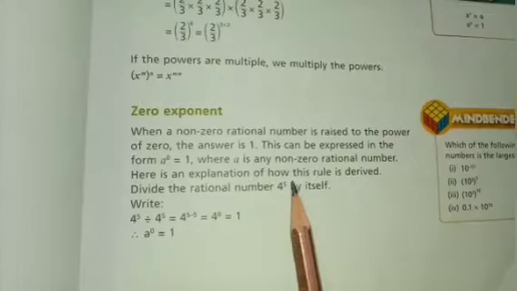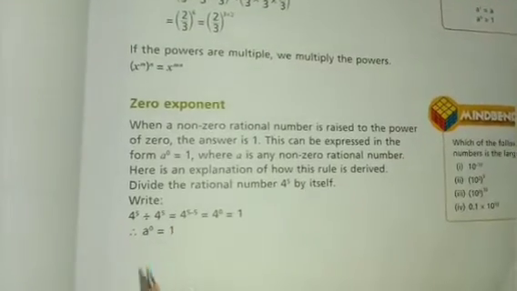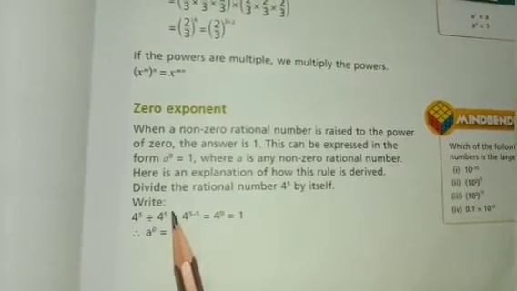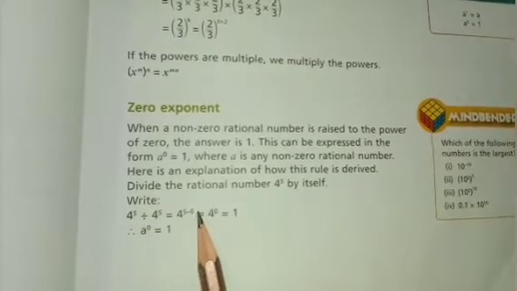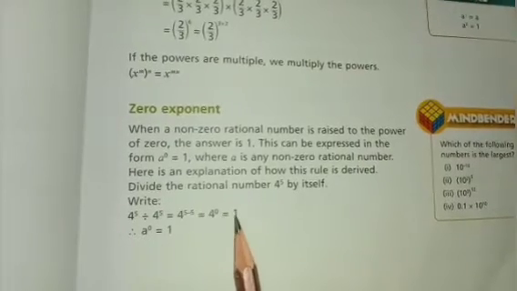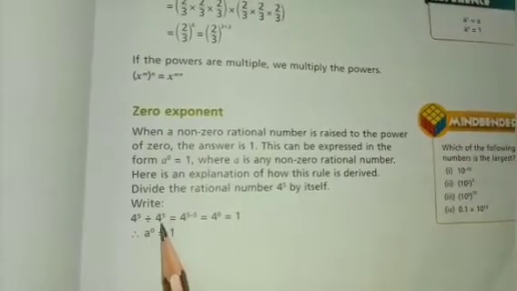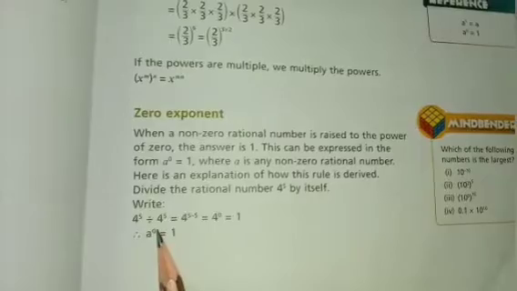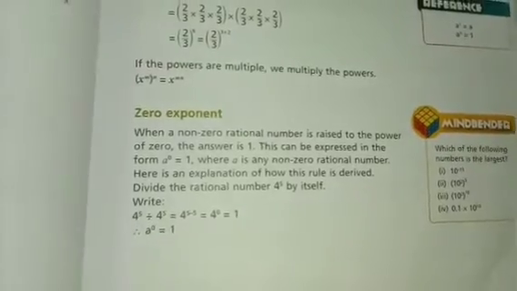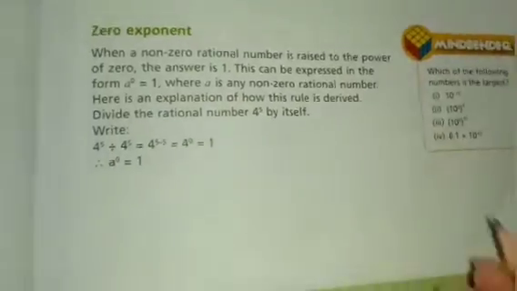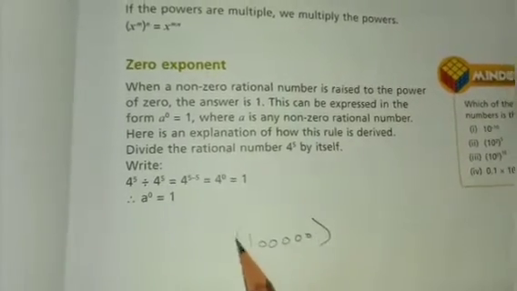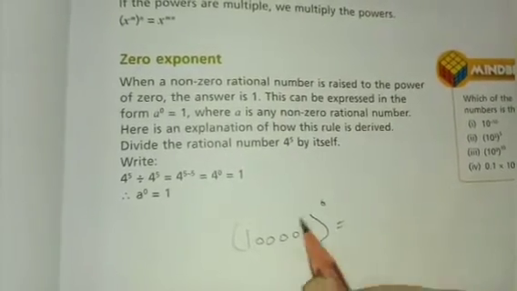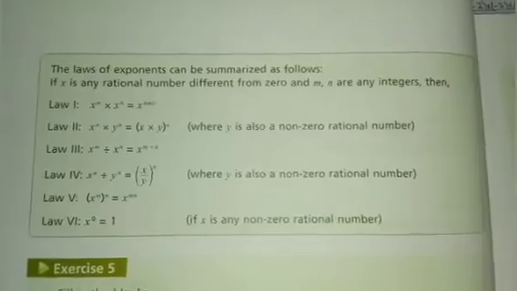Divide the rational number 4 power 5 by itself. So write 4 power 5 divided by 4 power 5. That is equal to, with the division sign, the powers will be subtracted: 5 minus 5, and 5 minus 5 is equal to 0. So 4 power 0 is equal to 1. So any rational number with power 0 always equals 1. So any rational number like this, power 0, also equals 1.